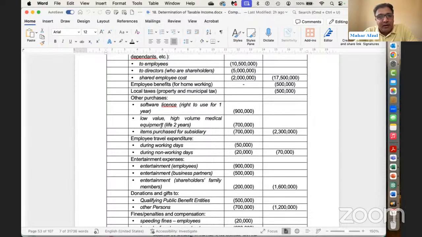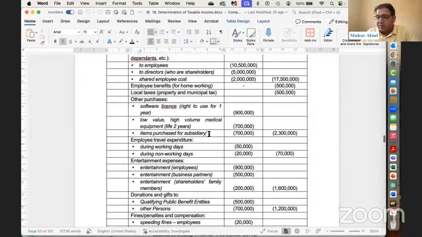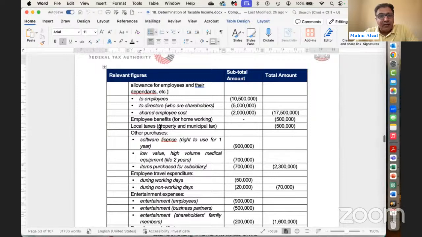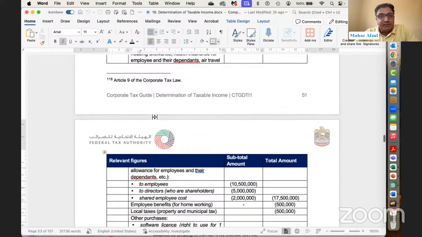You can claim. Low value items, medical life, 2 years. We are assuming this is a revenue nature item. We can claim 100%. Items purchased for the subsidiary, because this is not your business expense. This is a subsidiary business expense. I'm adding it back, 700,000. Local taxes, property and municipal tax related to the business, you can claim. Employee benefit for home working, assuming employees are thoroughly working for the business from home, we can claim.